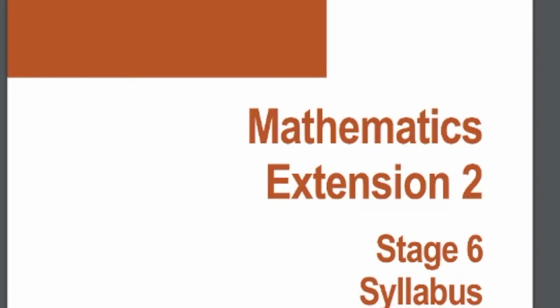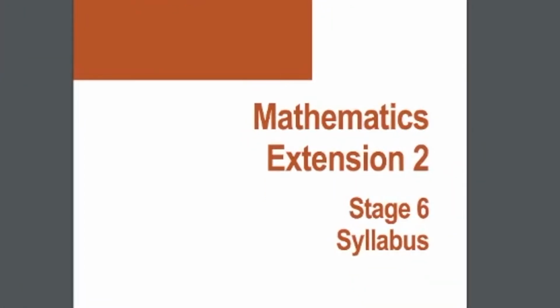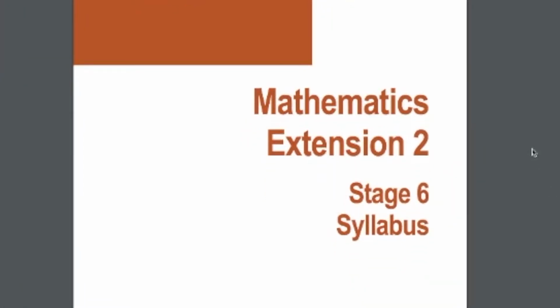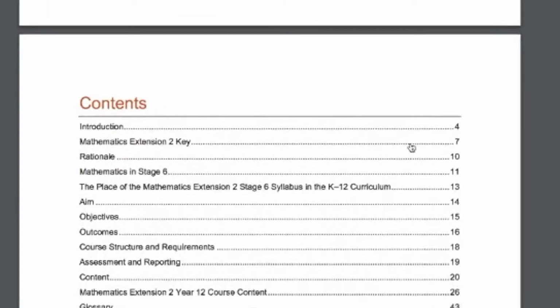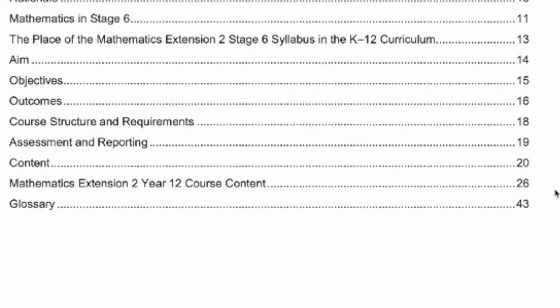Hello there. The first step to beginning the Extension 2 Mathematics course is to understand and go through the syllabus. The syllabus is essentially an outline for everything you'll be doing in the course over Year 12, as well as the aim and objectives, how you'll go about studying, and it outlines the assumed knowledge for the course.